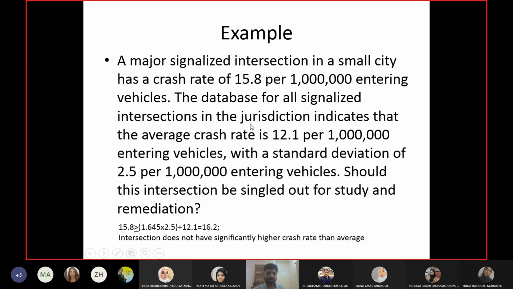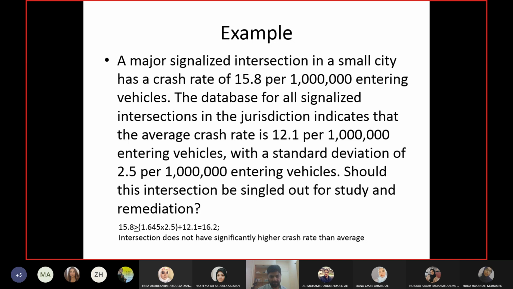All signalized intersections in the same area, in the same jurisdiction, have an average crash rate of 12.1 and a standard deviation of 2.5. An important point is that they are comparing signalized intersections with all signalized intersections in the area. You cannot compare signalized intersections with roundabouts, or segments with intersections. As we said in the previous lecture, crash rates should be divided in terms of type of highway or geometric element, so that you can compare between similar sites.